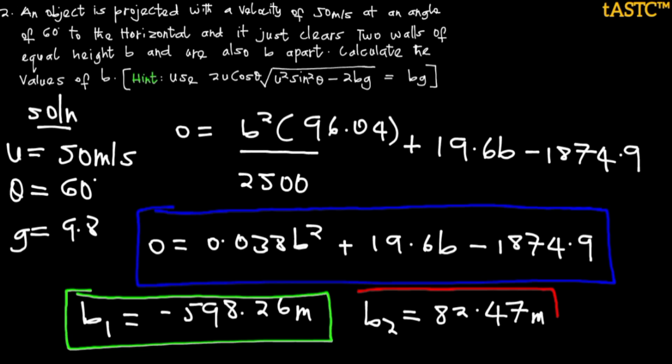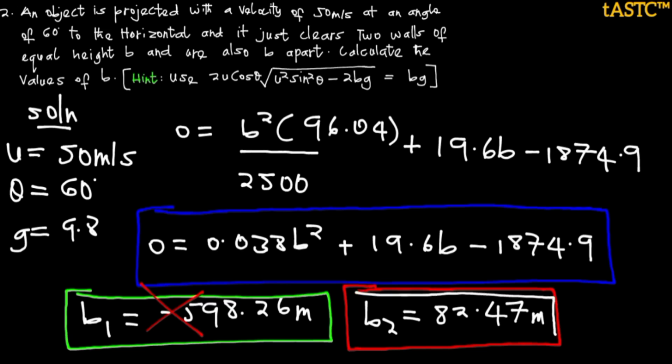Now this is going to work. This will be the real answer to the question, because you cannot have distance being in the negative. So this doesn't work, but this is going to work. So this will be the correct answer. So in that case, we got b is equal to 82.47.